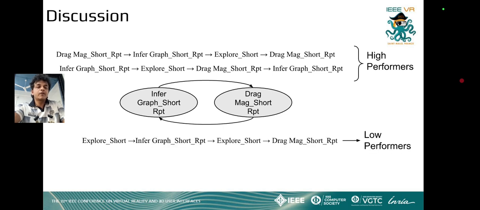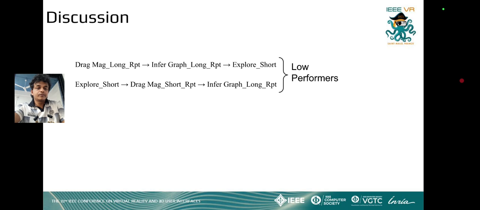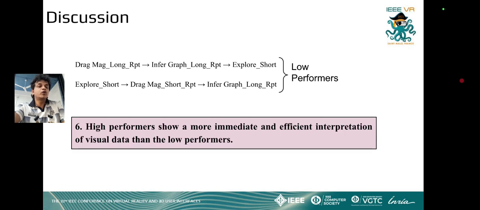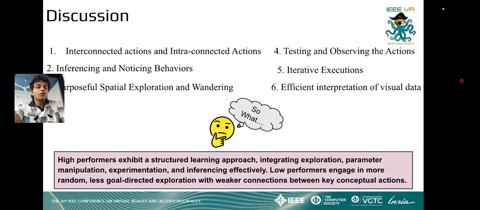Also, high performers perform iterative execution, and high performers show a more immediate and efficient interpretation of visual data than the low performers. Overall, the high performers exhibit a structured learning approach, integrating exploration, parameter manipulation, experimentation, and inferencing more effectively than the low performers.